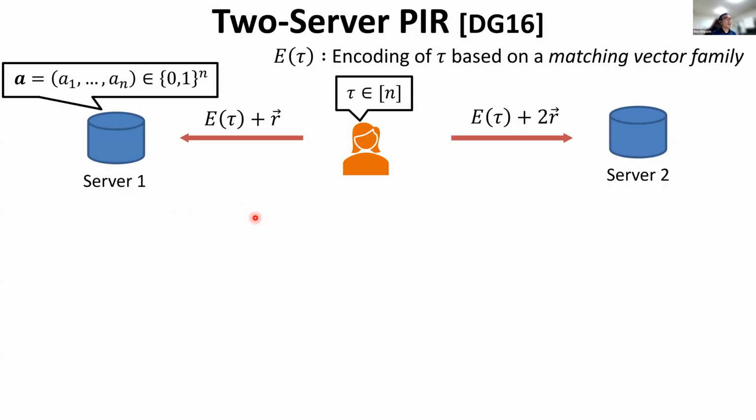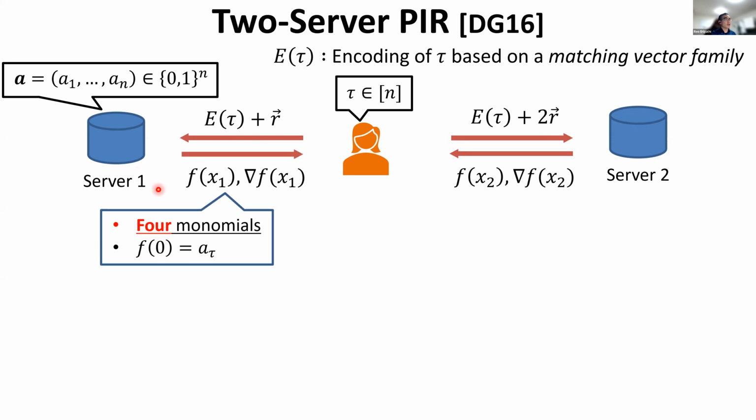Now we recall the previous two-server PIR by Dvir and Gopi. In this scheme, a client first encodes her private index as E of tau. Here, E denotes an encoding function based on a matching vector family, but we omit the detailed description here. She then masks her encoding with a random vector R and sends them to the servers. In turn, each server returns a value of a polynomial f on some point x1 or x2, along with the derivative on that point.